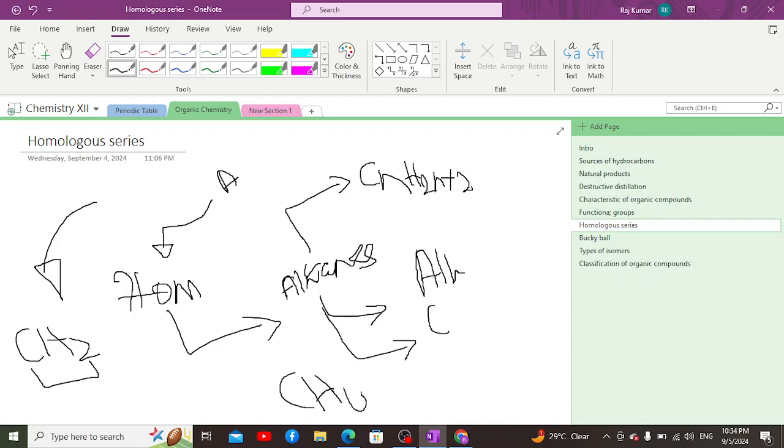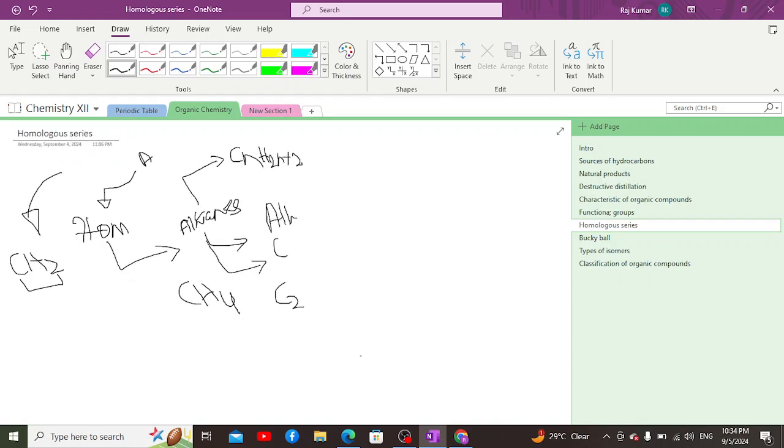Methane, right? Now what I'm going to do is, alongside methane, draw the structure of ethane. If I'm supposed to draw the structure of ethane, then how am I going to draw it? In methane I'm going to add CH2. When I add CH2, the formula will look like this: C2H6.